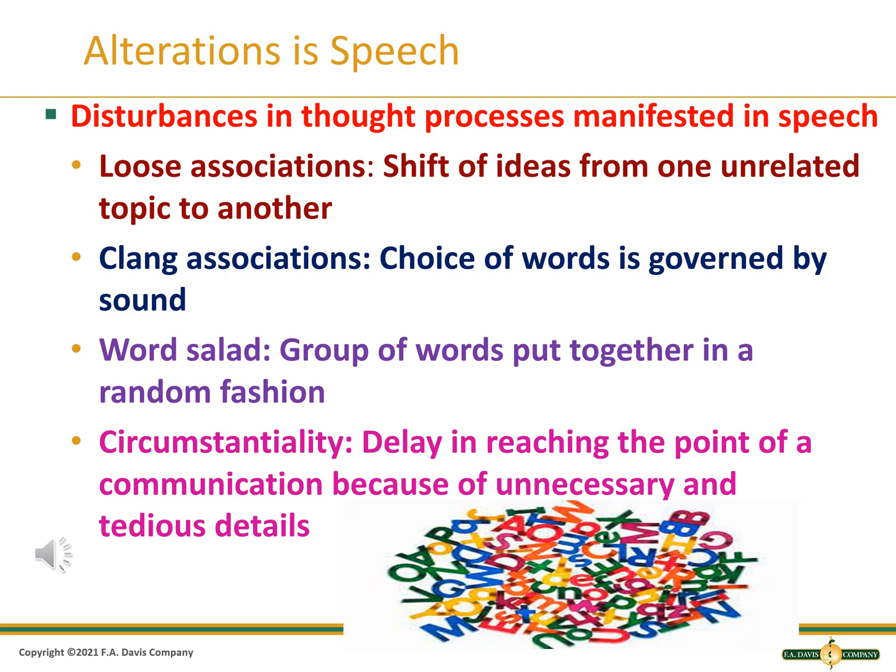Clang associations consist of the choice of words governed by sounds, often taking the form of rhyming. For example, I tied the rope soap the slope nope. It is very cold. I am cold and bold. The gold has been sold. Word salads consist of putting words together in a random fashion. For example, trees screamed broken glass.